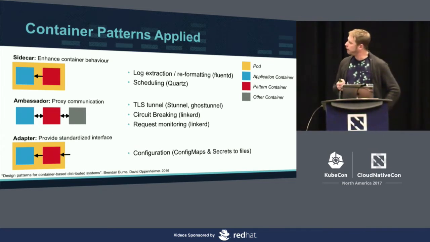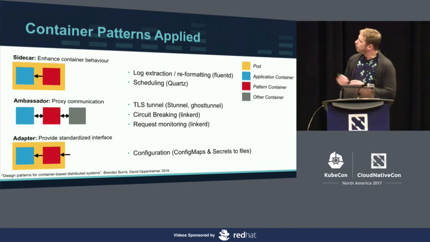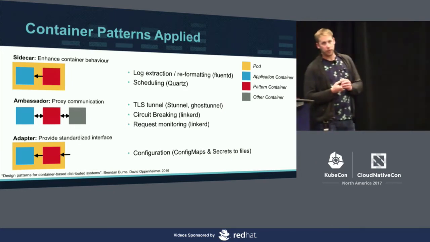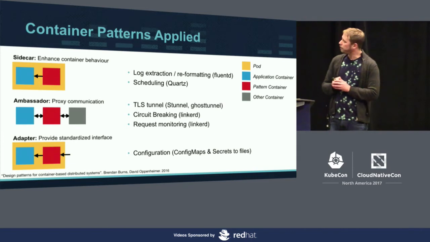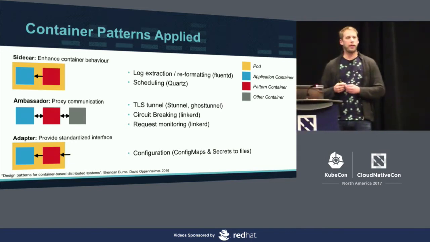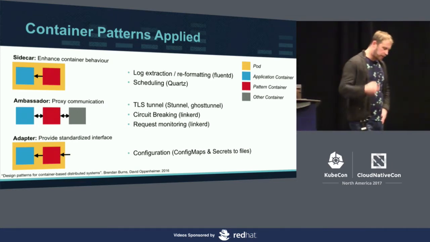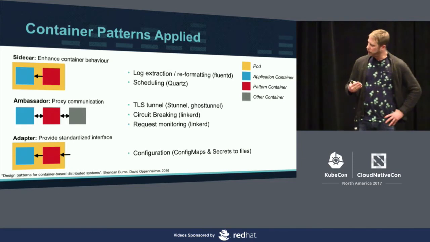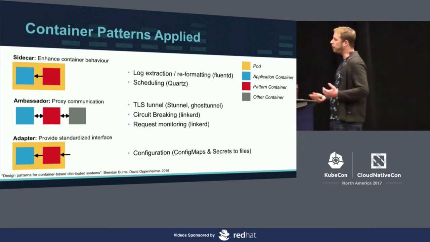We used the ambassador pattern, which is more or less a proxy within the communication ranges. We used it for TLS tunneling traffic when there is a neighbor system or a backend system not providing TLS encryption. We used stunnel or ghostunnel there as ambassador pattern. We also used it for circuit breaking and request monitoring based on Linkerd to enhance all those features without changing the application itself. It was important to save time.